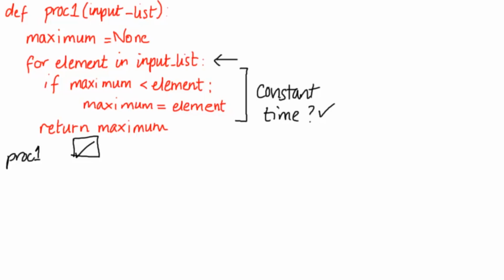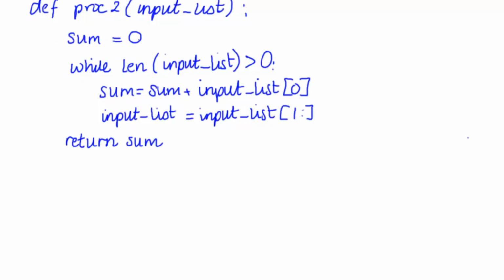Now on to our second procedure. What's it doing? It's taking the first element of the input list and adding it on to sum. So sum starts at 0 and then adds the first element of the input list, and then the input list is set to be the second element onwards in the list. And then it keeps summing.